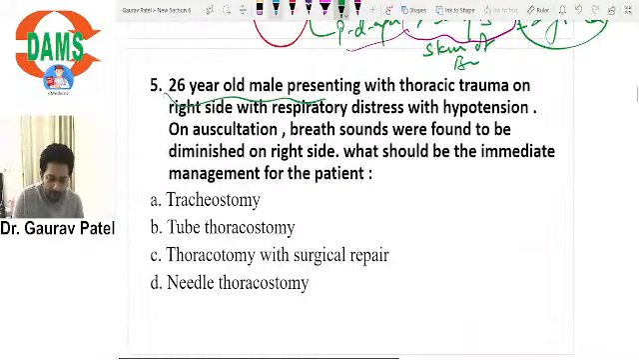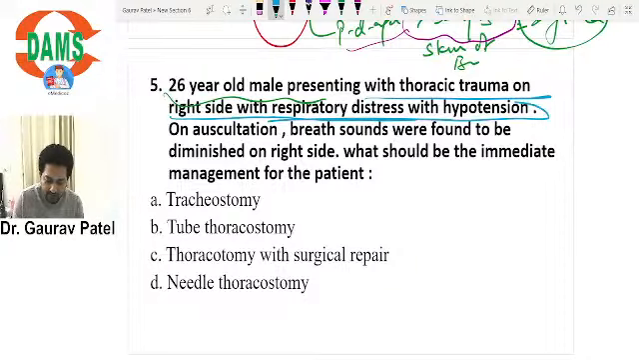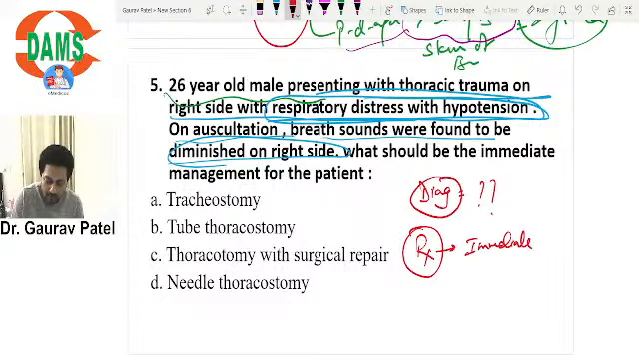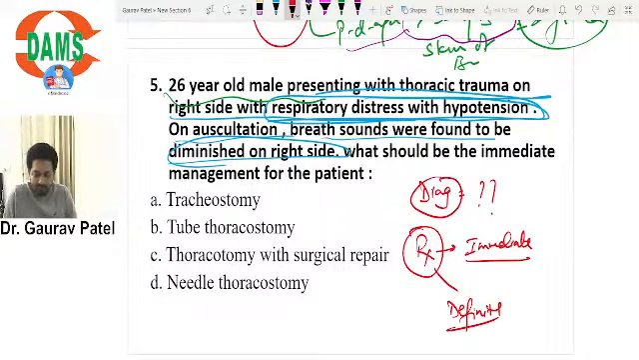A 26-year-old male presents with thoracic trauma on the right side with respiratory distress and hypotension. On auscultation, breath sounds were found to be diminished on the right side. Tell me the diagnosis first, then the treatment, immediate and definitive. Three things you need to tell me.